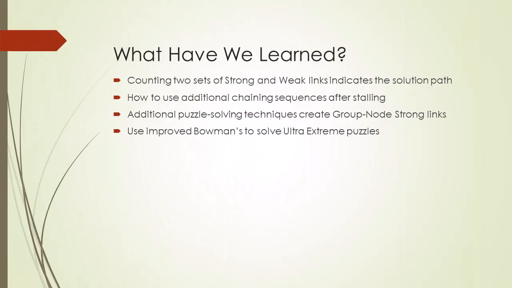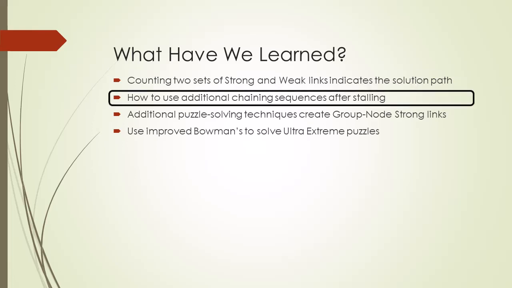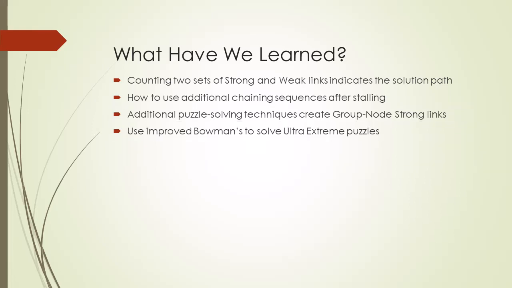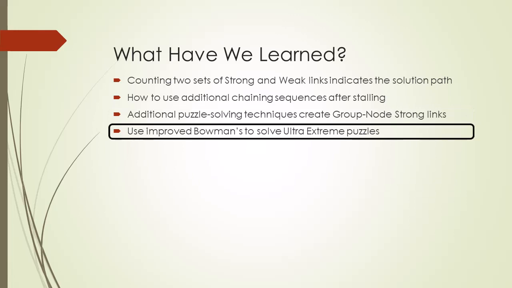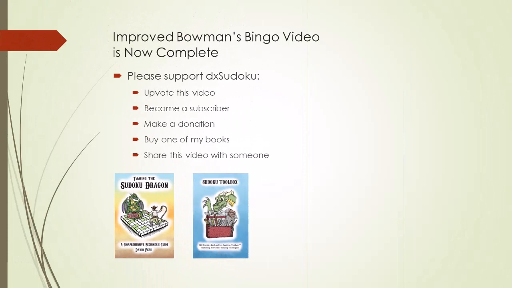So what have we learned? Counting the first two sets of strong and weak links indicates the correct solution path. Additional chaining sequences can be used to get beyond the current chaining sequence stalling. Additional puzzle-solving techniques can be used for creating group node strong links in our chaining sequences. And improved Bowman's can be used to solve ultra-extreme puzzles. This completes dxSudoku training video number 103.